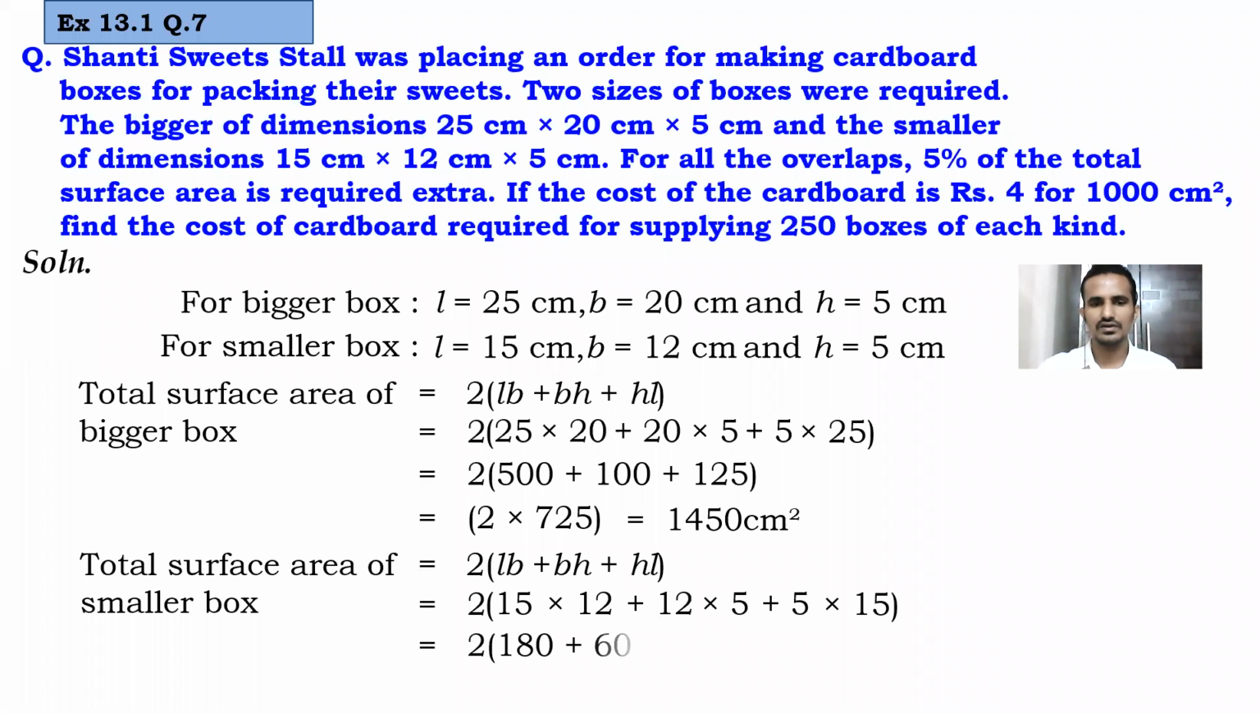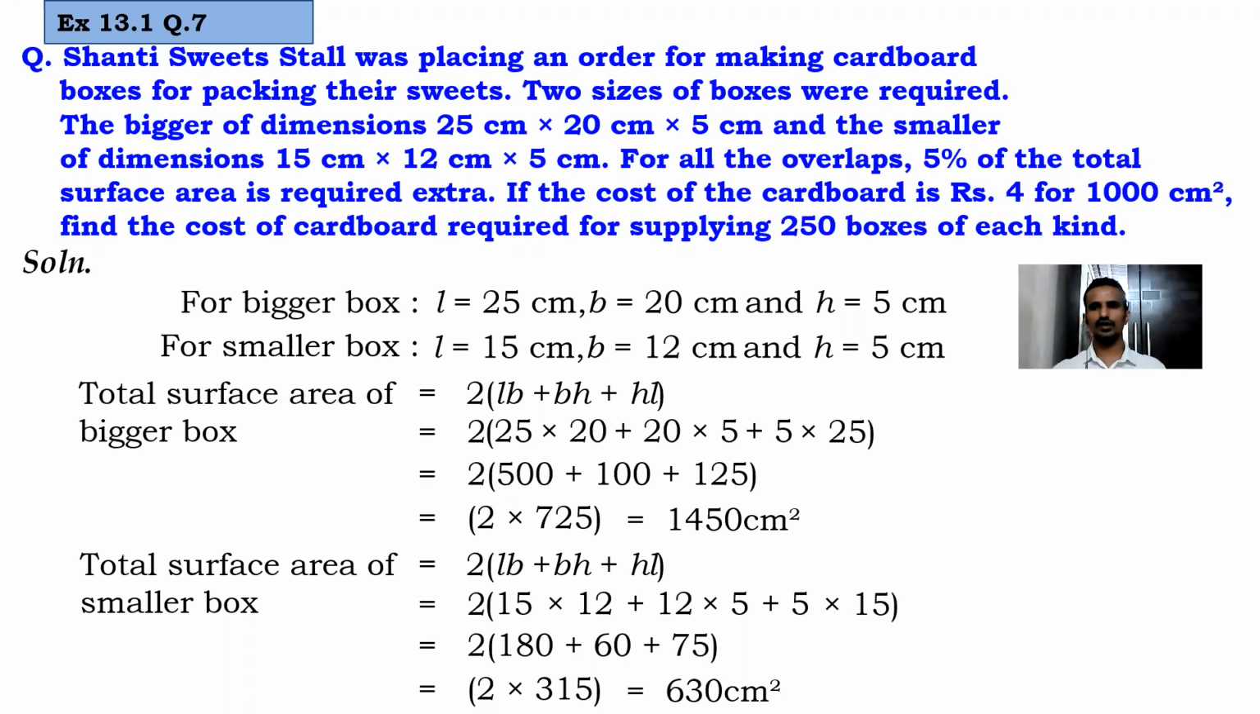Okay, so here 12 into 15 will be 180. 12 into 5 is 60 and 5 into 15 is 75. So 2 in the bracket 180 plus 60 plus 75. So it will be 2 multiplied by 315. So 315 का double करना है हमें. So 315, the double will be 630. So that's the surface area of the smaller box. So we know surface area of each box. Okay. So it is 630 centimeter square.